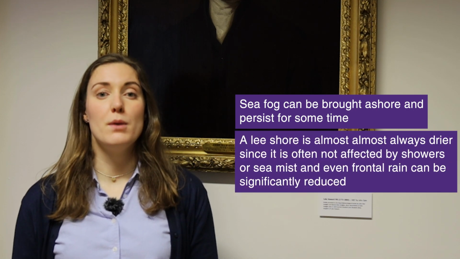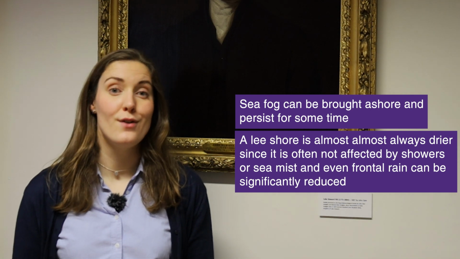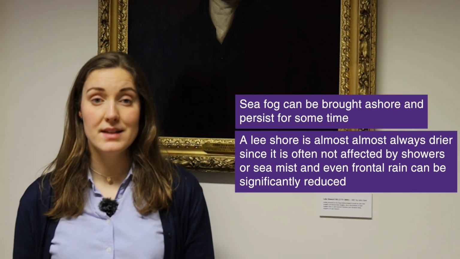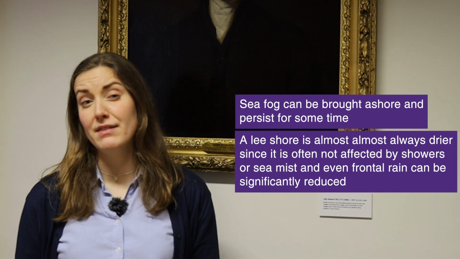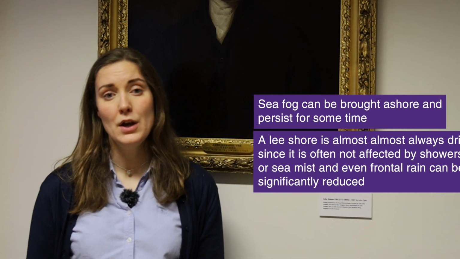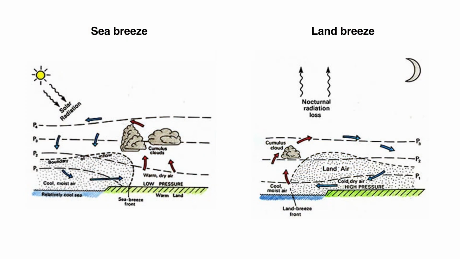A lee shore is almost always drier, since it's often not affected by showers or sea mist, and even frontal rain can be significantly reduced. When there is little wind during the summer, land and sea breezes predominate, keeping showers away from the coast but maintaining any mist or fog from off the sea.